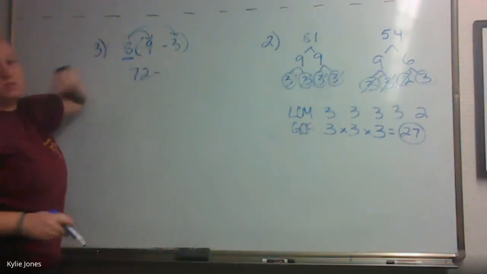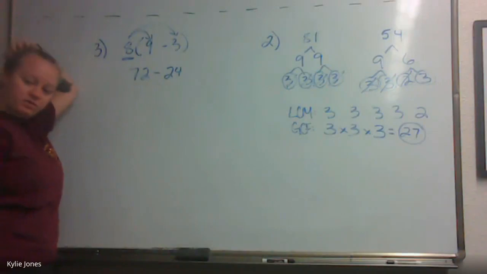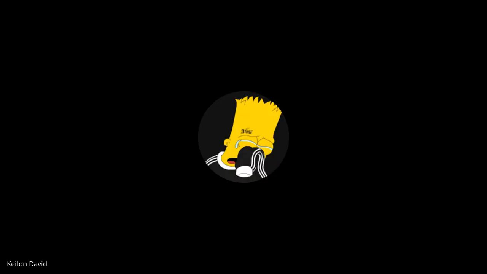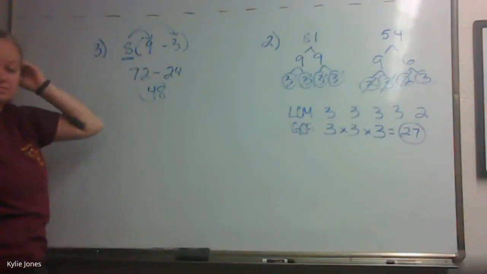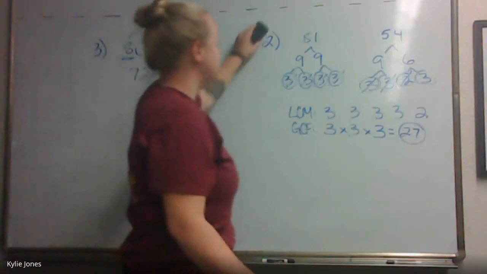And then what's 8 times 3? 24. What is 72 minus 24? 48. Good. There's your answer. How'd you do on that one? Good?